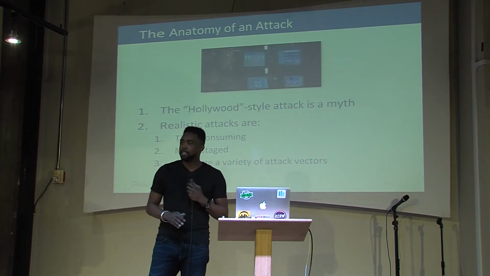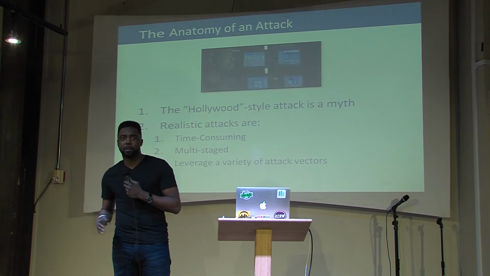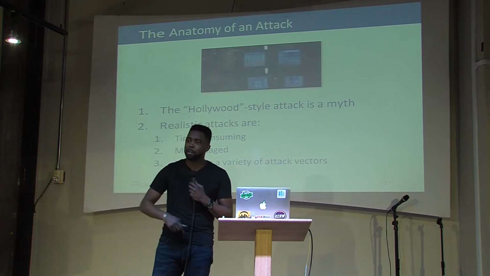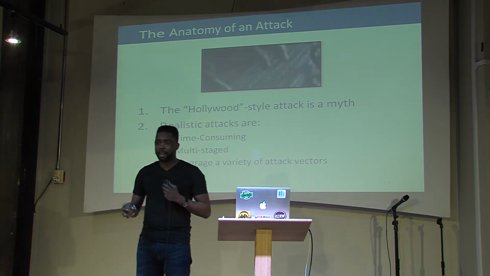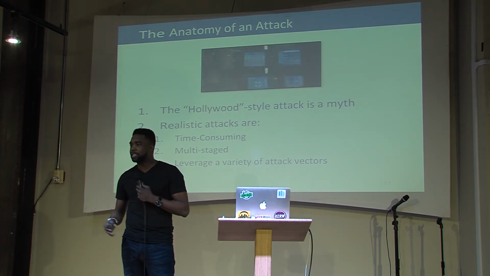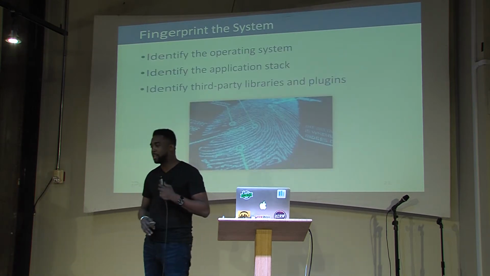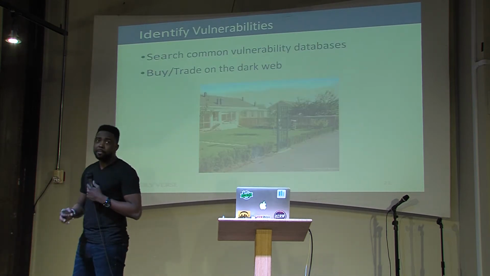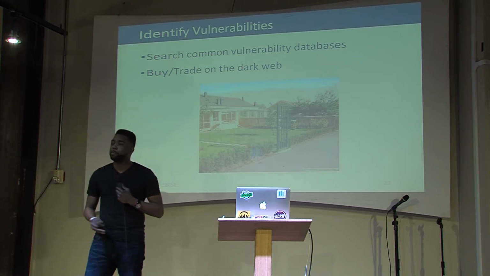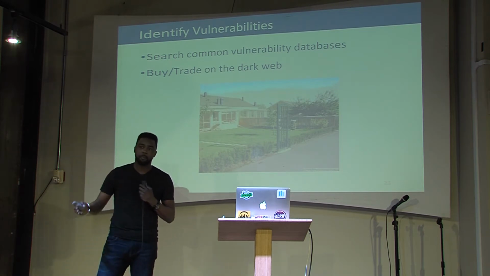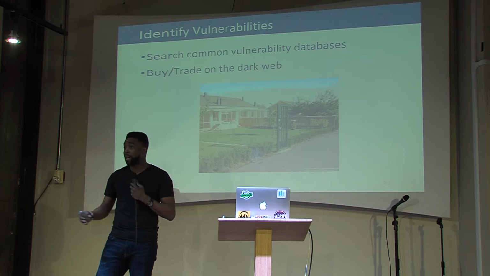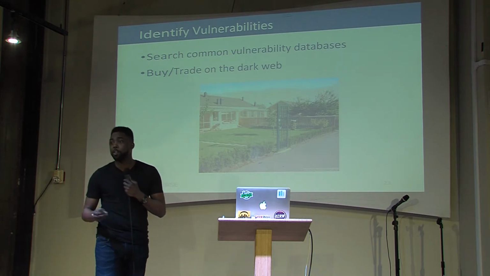So the typical attack that we look at is not like you see in Hollywood. It's not like the Matrix. You're not typing and pressing one button and all the nukes go off. Typically, attacks are time consuming, multi-stage, and leverage a variety of attack vectors, which are ways to get into your machine. First, they fingerprint the system. They need to figure out what they're dealing with. After fingerprinting the system, they identify the vulnerabilities that might be in that system. Whether they buy them on the web for $100 or $100,000, they can still take that and automate it into a virus, and it infects everything because all software is the same currently.